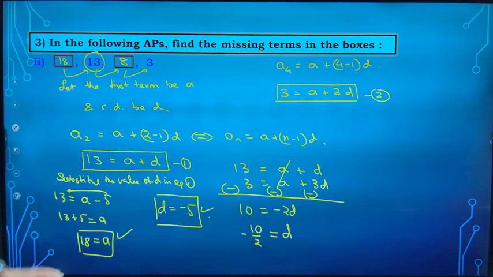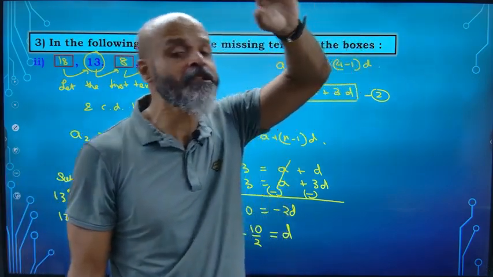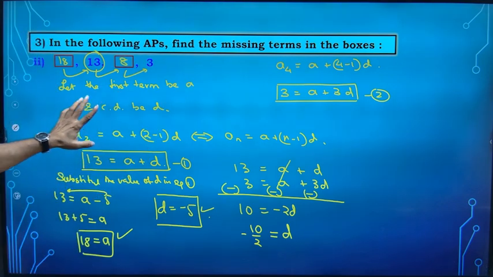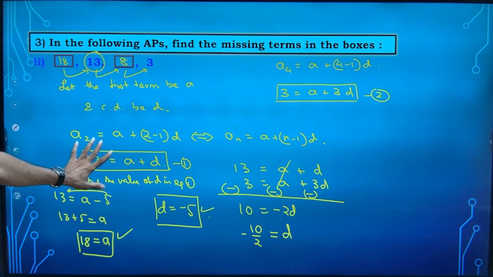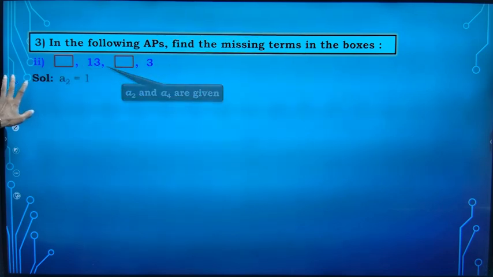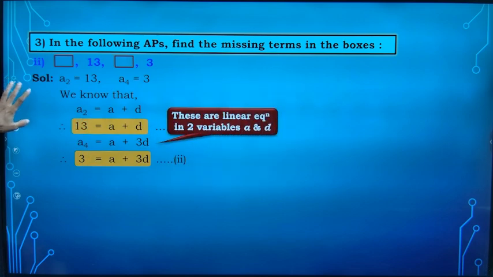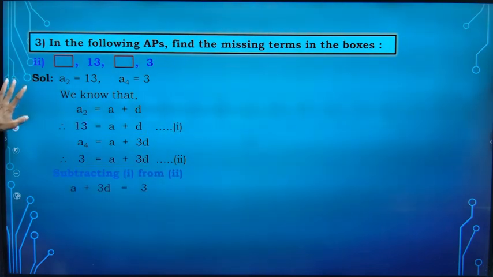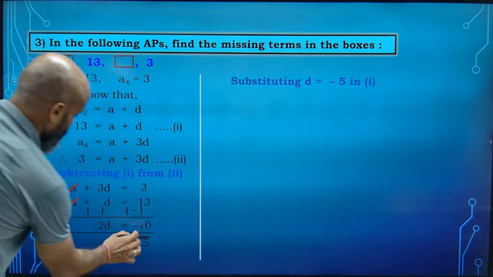Are we clear? See, there are two unknown terms here, A and D. In order to find two unknown terms, you would obviously need two equations. Unless you have two equations, you will not be able to solve this. So we are solving this by simultaneous equations, a pair of linear equations in two variables. So 13 is equal to A plus D, and A4 is equal to A plus 3D. So you have two equations here. Subtracting 1 from 2, obviously we get 2D is equal to minus 10. So D is equal to minus 5.